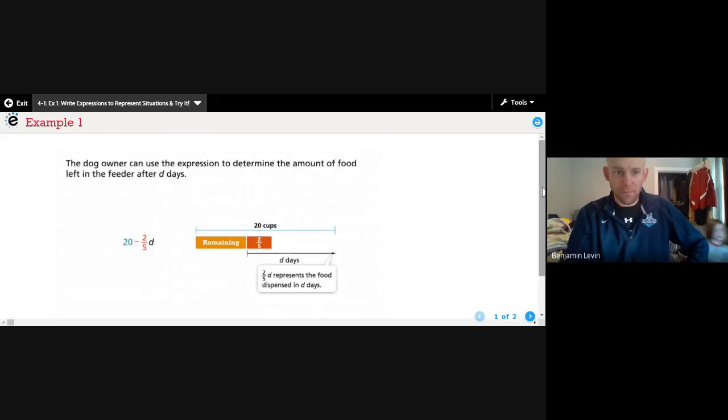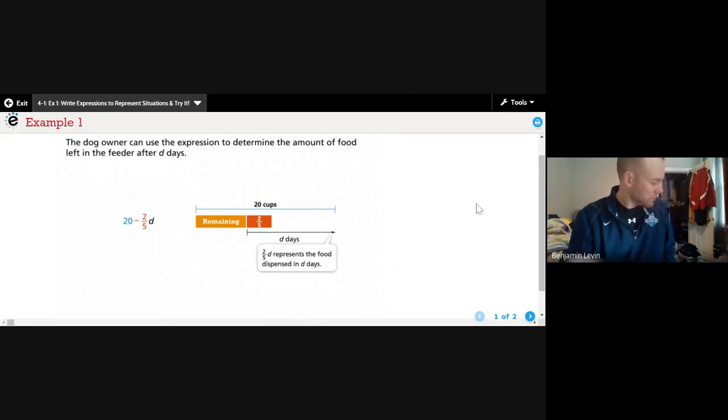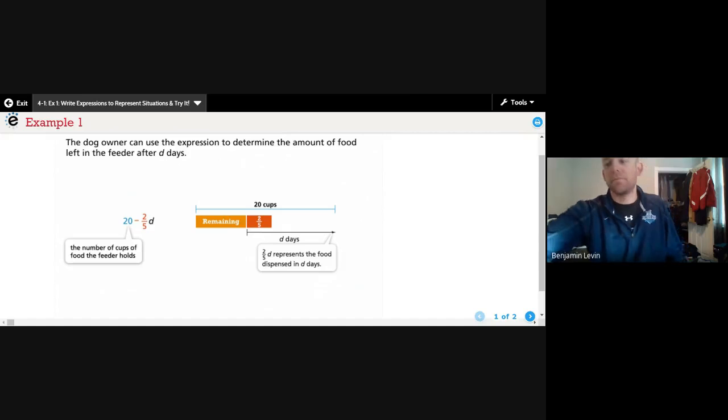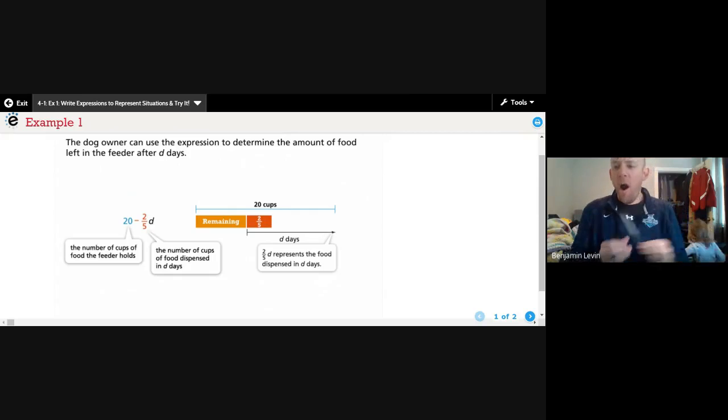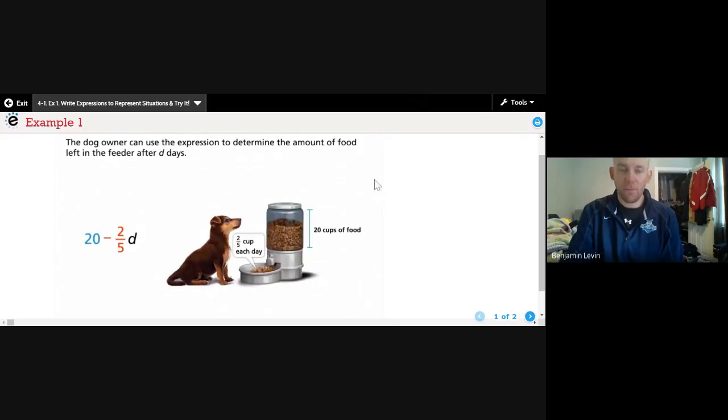The dog owner can use the expression 20 minus 2/5 times D to determine the amount of food left in the feeder after D days. 20 is the total number of cups the dog feeder holds, minus the amount of food dispensed each day, 2/5 cup, times D, the number of days. Now that we've written an algebraic expression to represent this situation, we could use the expression to solve problems related to this situation.